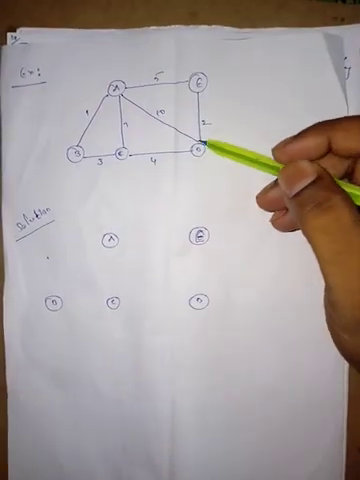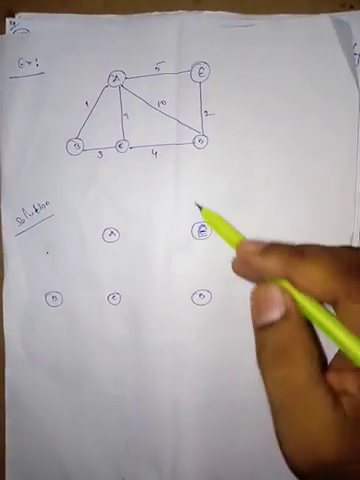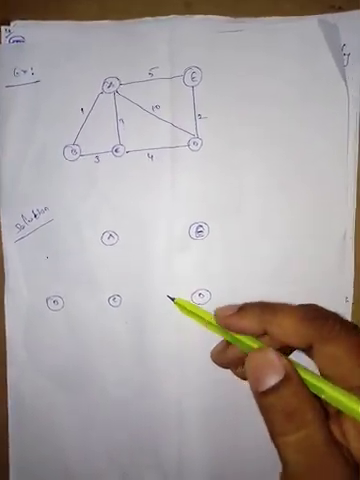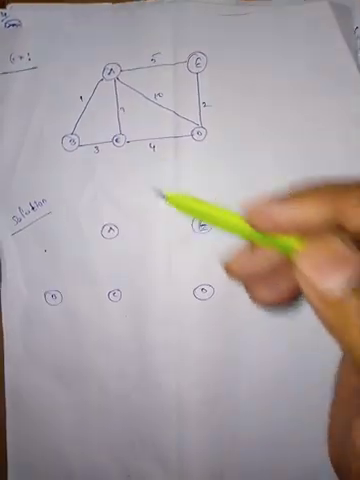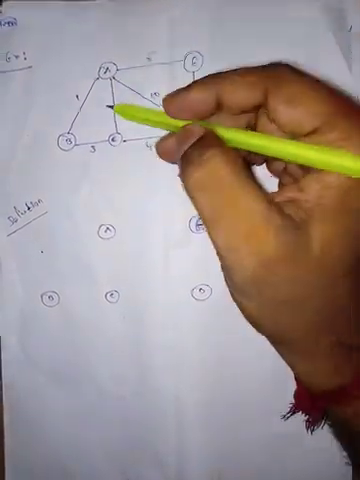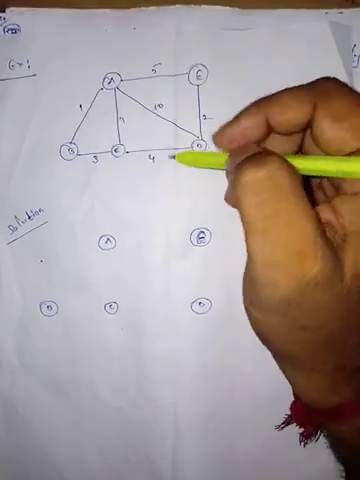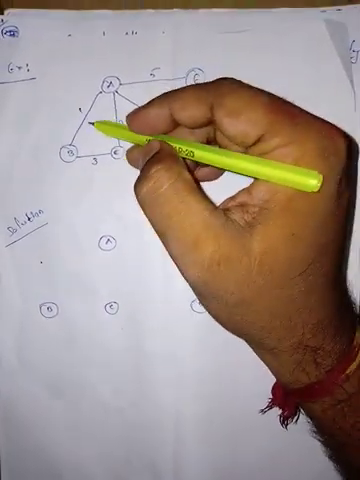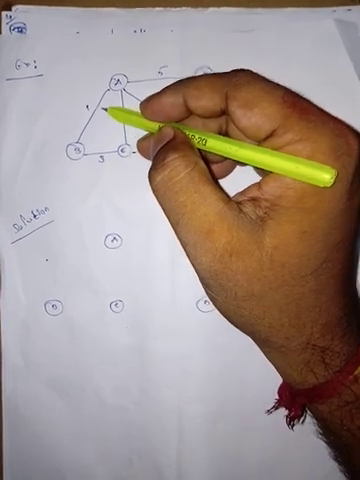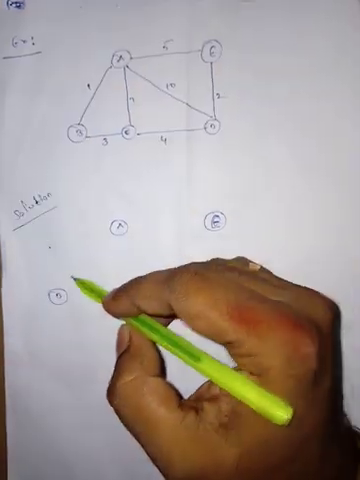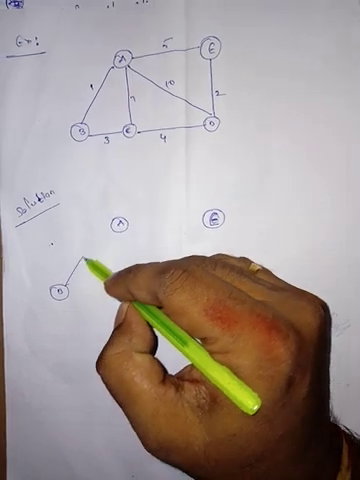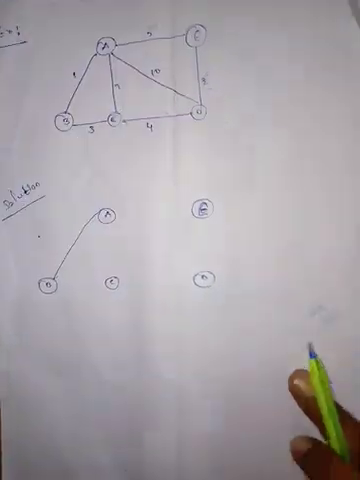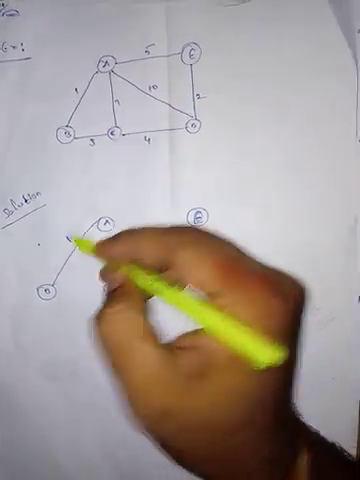Before applying the above procedure, first I am placing all the vertices in the forest. Our step 1 is to select the minimum cost edge from the given graph. Out of these edges, this edge cost is 1, so this is the minimum cost edge. I am selecting that one and placing it into the spanning tree.